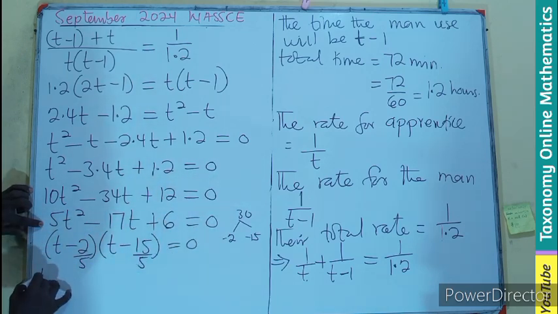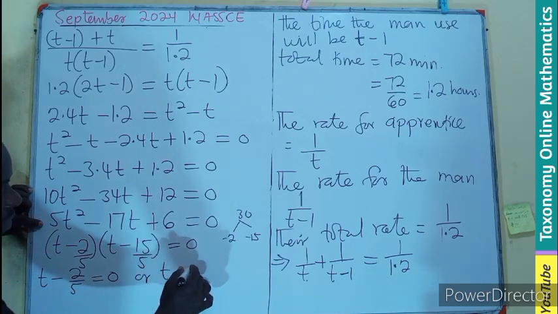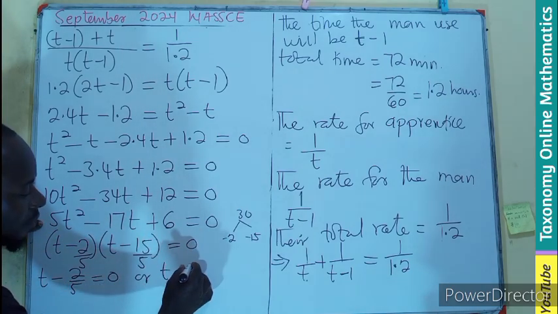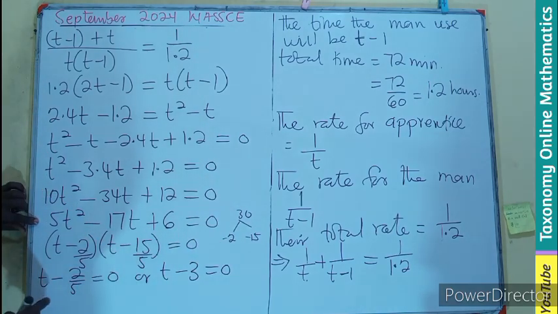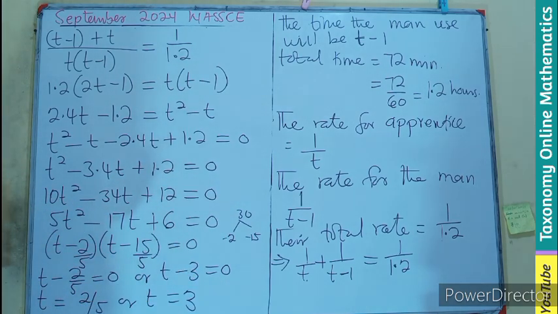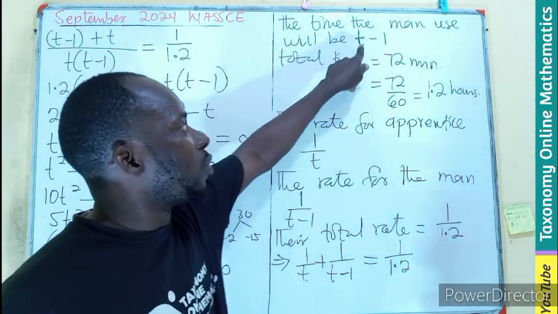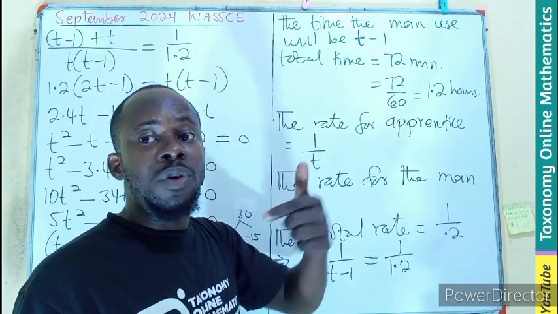So that means t minus 2 over 5 equals 0, or t minus 15 over 5, which will be 3, equals 0. I'll be left with t equals 2 over 5, or t equals 3. Don't forget, this is going to be 0.4. If you multiply here by 2, this will be 10, this will be 4, so 0.4 is the time for the apprentice. So 0.4 minus 1 would have given you a negative.